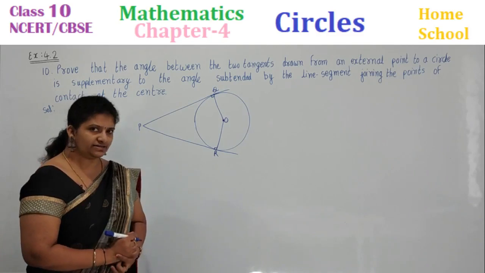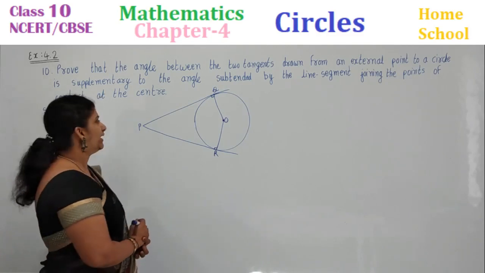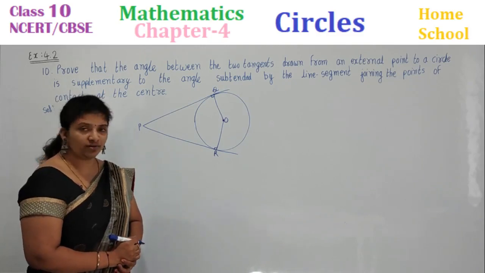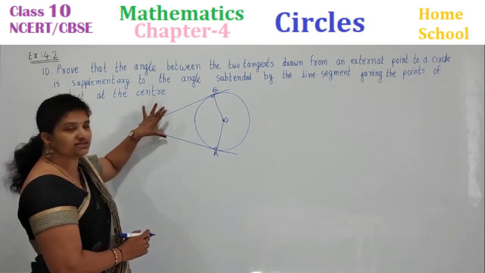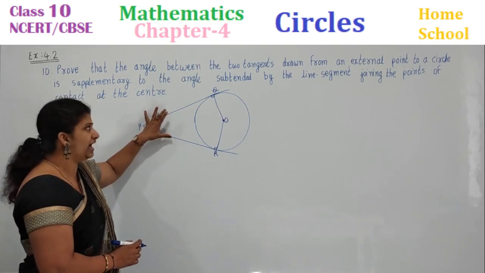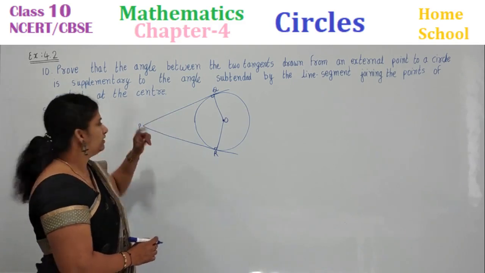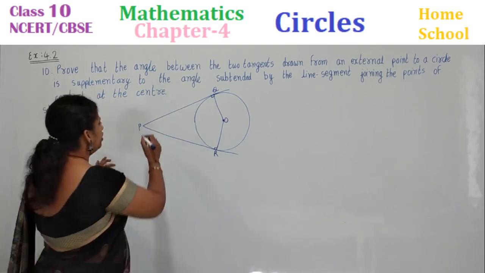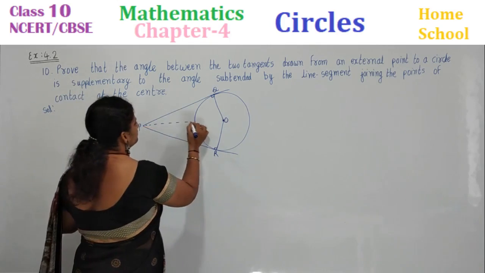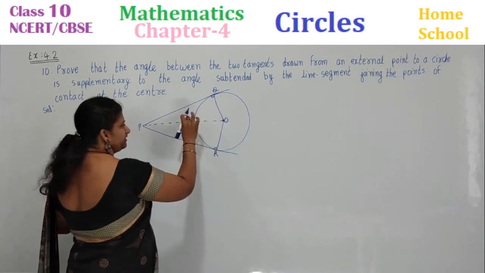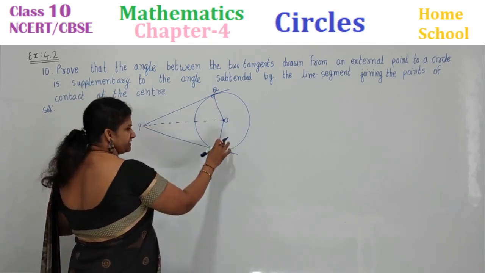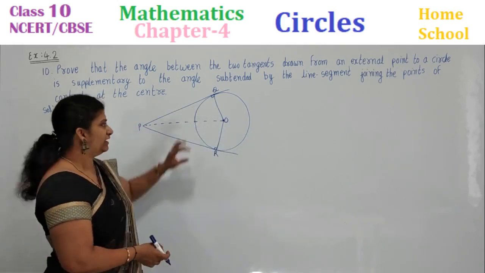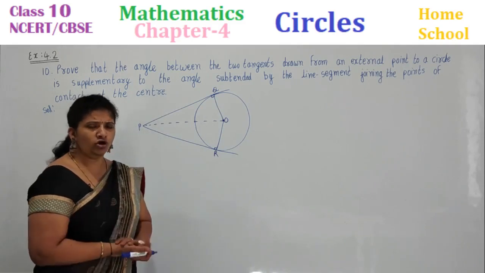First, understand the problem carefully. When tangents are drawn from the same external point, the lengths of the tangents are equal. If they are equal, this and this are equal. Now I am going to join P to O. Then it becomes a common side, so this side is also equal. Radii of the same circle are equal. By SSS criteria, I say that the two triangles are congruent.